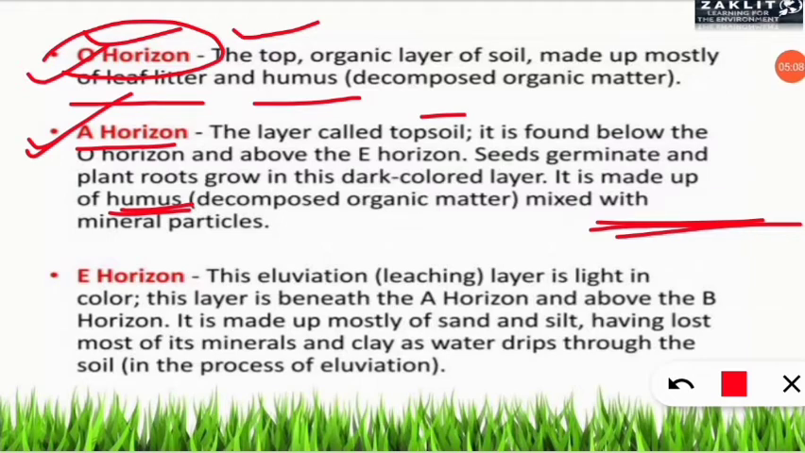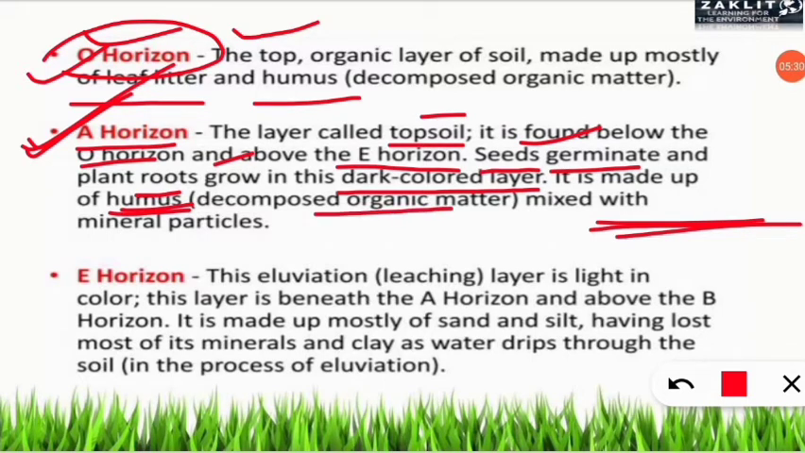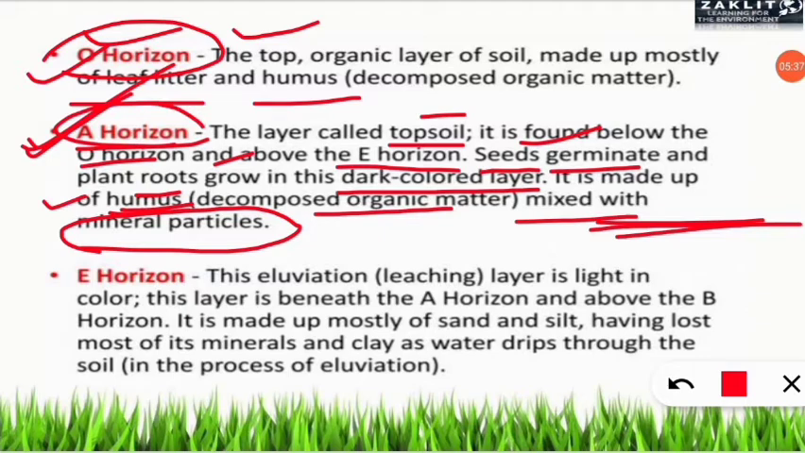So next thing is coming to the A horizon. It is the topsoil as we have discussed. It is found below the O horizon and above the E horizon. The seeds of the plant germinate and plant roots grow in this dark colored layer. So in this region, that is the A horizon region, seeds germinate and the plant roots also grow. It is made up of humus, that is decomposed organic matter as you have learned, mixed with mineral particles. So mineral particles along with humus are present in the A horizon region.